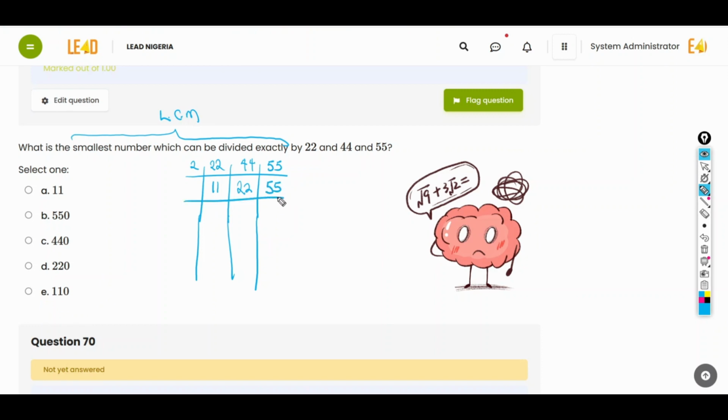We can still use 2. We have 11, 11, 55. Now we can use 5. We have 11, 11, 11. And then we can now use 11, giving us 1, 1, 1. Okay, so the LCM is going to be 2 times 2 times 5 times 11. 20 times 11 is 220. It's 220.